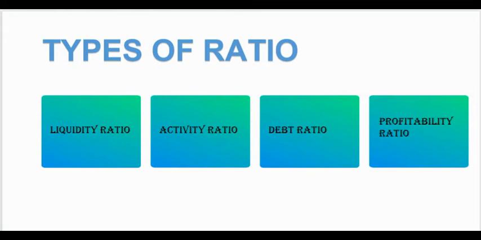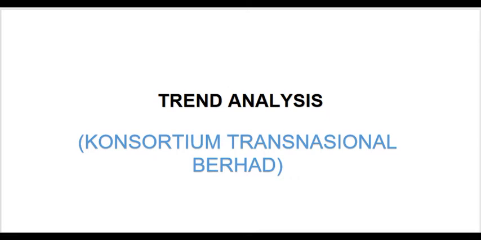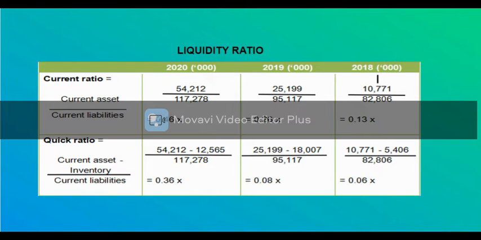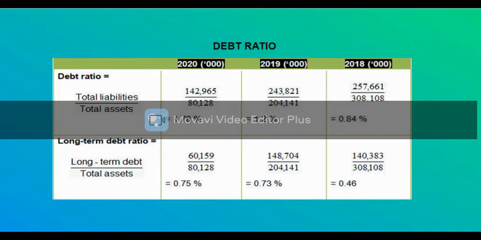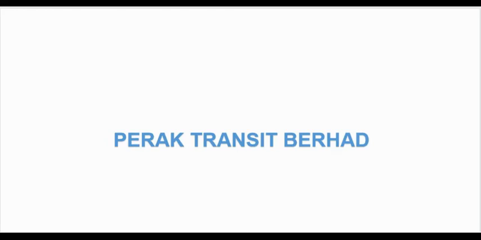There are 4 types of ratio, which are: first, liquidity ratio; second, activity ratio; third, debt ratio or leverage ratio; and fourth, profitability ratio. First, I will talk about the trend analysis of the first company, which is Consortium Transnational Berhad. As you can see, this is all the calculation for us to analyze the company's performance using the liquidity ratio, activity ratio, debt ratio, and profitability ratio for both companies. This is for Consortium Transnational Berhad, and the next one is Perak Transit Berhad.